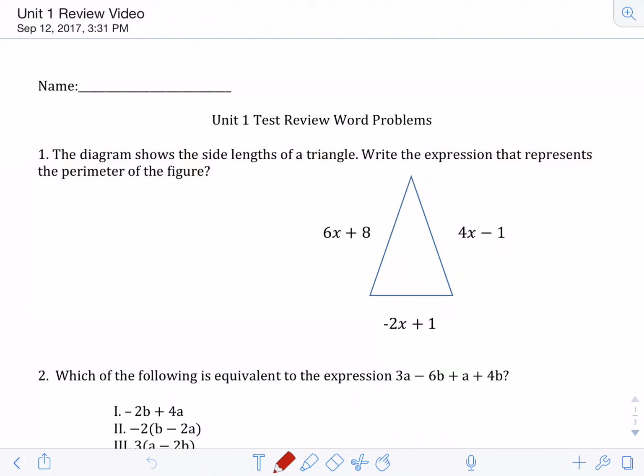Alright, this is the review, just a video going over it. So the very first one, the diagram shows the side lengths of a triangle. Write the expression that represents the perimeter of the figure. So the perimeter, all you do is just add up all the sides.